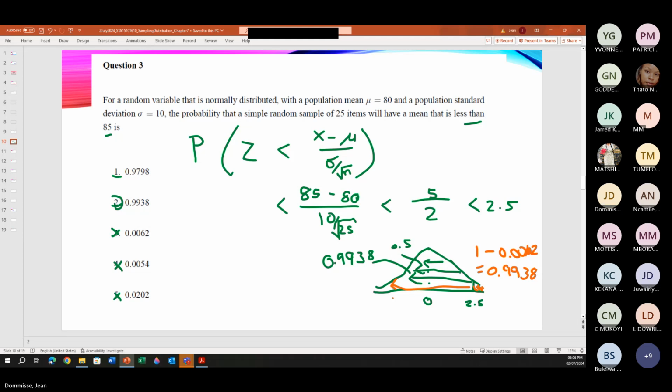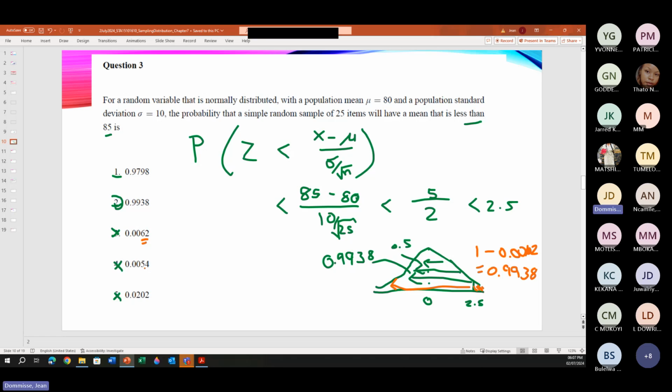Just again to nearly flag it, if we only have looked at the negative table, your 0.0062 is also given as an option. So just again be wary about which table you use, which table you're comfortable in using, because they will always nearly give you the option of both tables.